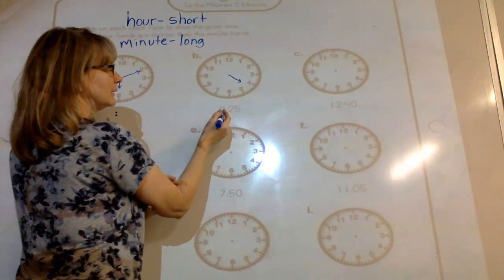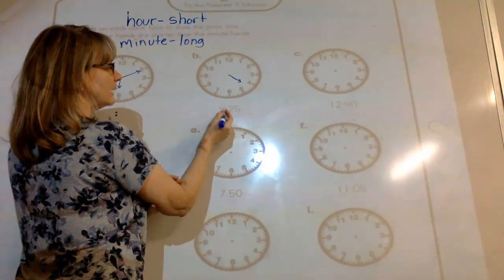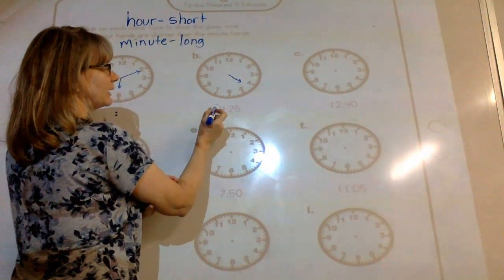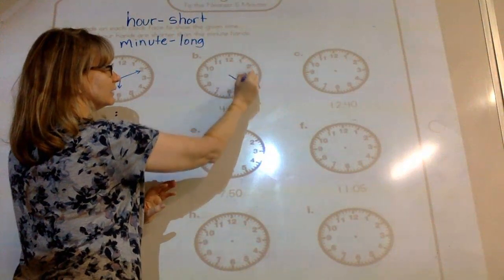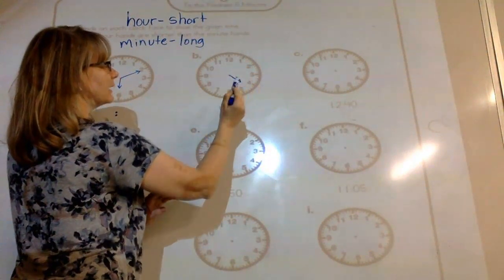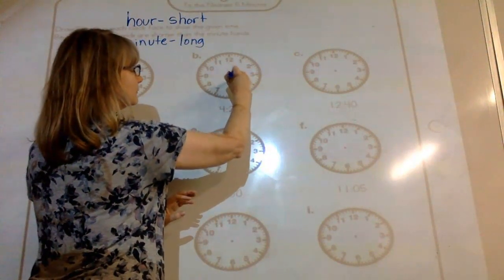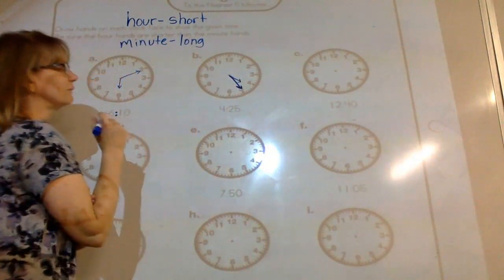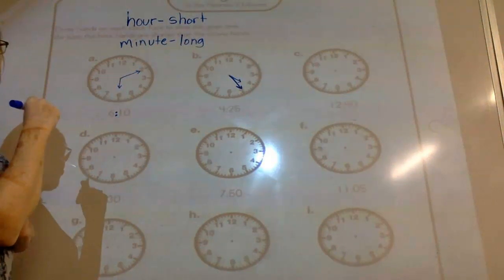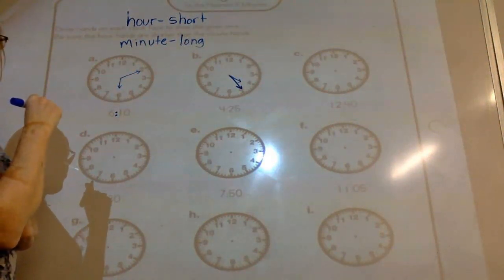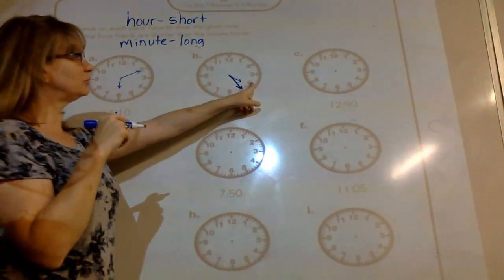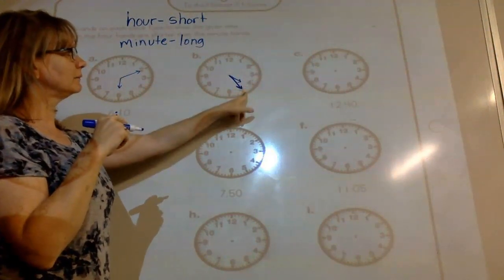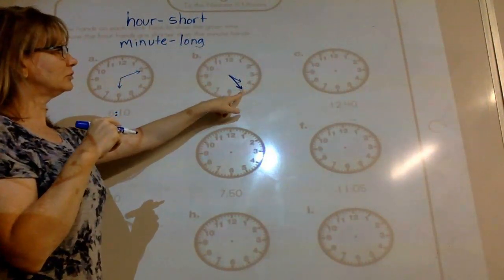And then, that's my hour. Now, my minute, I need to go to 25. 5, 10, 15, 20, 25. The long hand touches the 5. Okay, so the hour hand is between the 4 and the 5, and the long hand touches the 5.